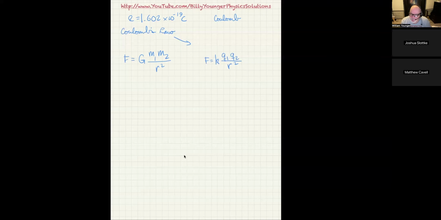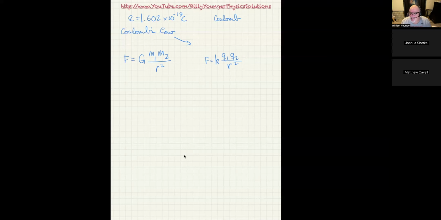But if they're not point particles, then you compute the center of charge by the same process you do with the center of mass. And then the line connects the center of charge of Q1 to the center of charge of Q2, and then the distance is the distance from the center of charge of Q1 to the center of charge of Q2.